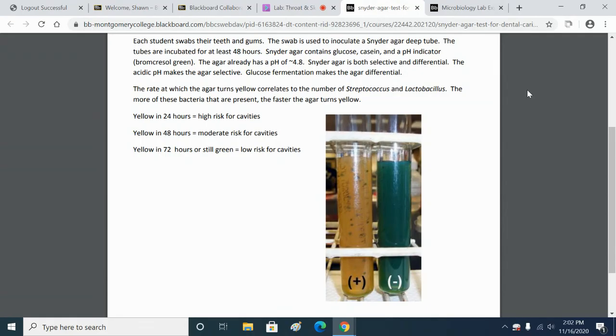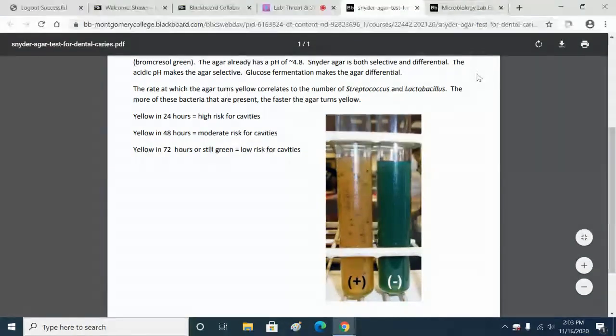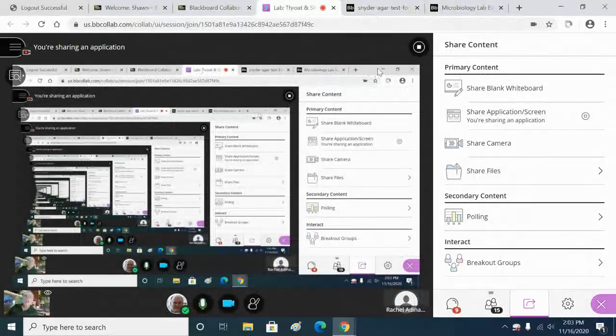So any questions on that? So what's due on Wednesday? The quorum sensing, right? So make sure you guys watch that video and submit the worksheet on quorum sensing.